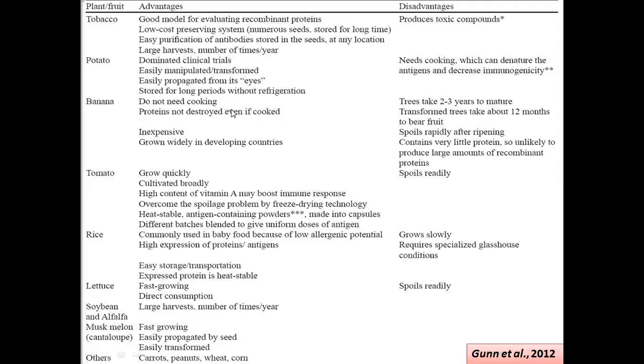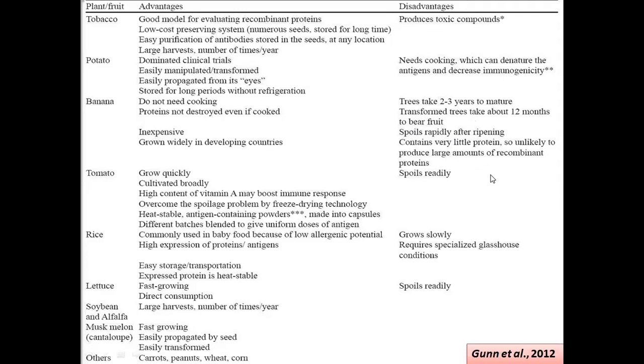And next one, banana. No need of cooking over here, so proteins are not destroyed by cooking, but trees take around 2 to 3 years to mature. This is the disadvantage. And transformed trees take about 12 months to bear fruit. And again, the advantages in banana, if you see, it is inexpensive, grown widely in developing countries. Okay. And it contains very little protein, so rapidly it gets spoiled after ripening. Okay. And large amounts of recombinant proteins can be produced.